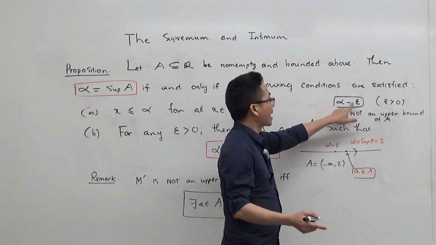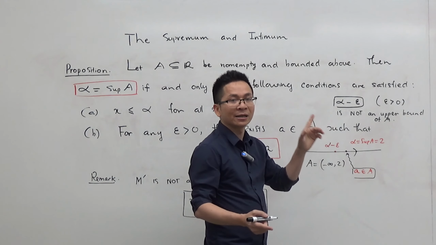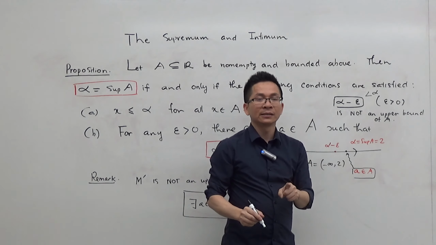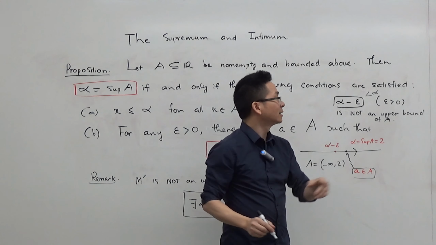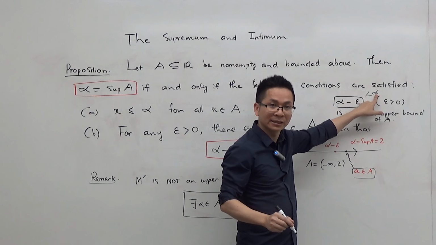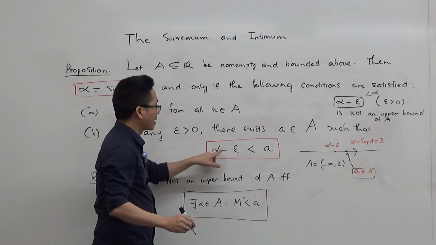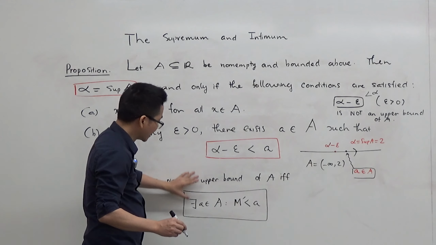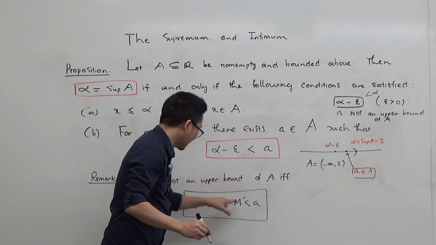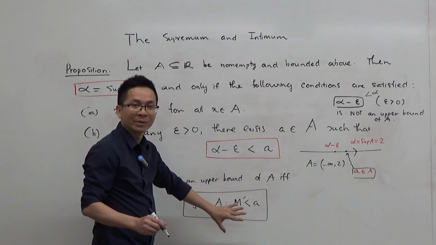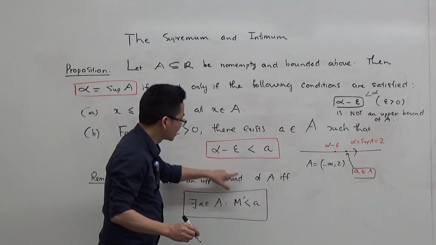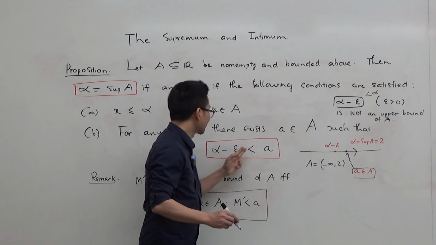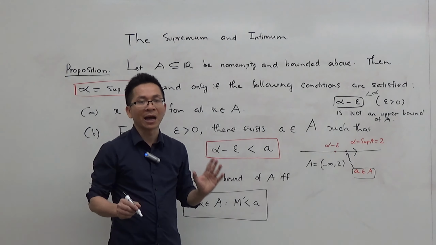Now, alpha minus epsilon is strictly less than alpha. Therefore, it cannot be an upper bound of A, again because alpha is the smallest upper bound already. Okay. Now, because alpha minus epsilon is not an upper bound of A, by the remark stated here, there should be some element of A that is strictly greater than that number. So alpha minus epsilon here plays the role of m prime in this remark. So there should be some a in A such that a is strictly greater than alpha minus epsilon.